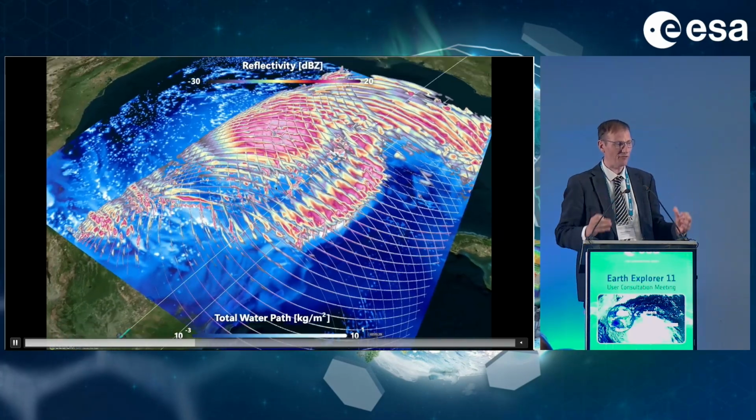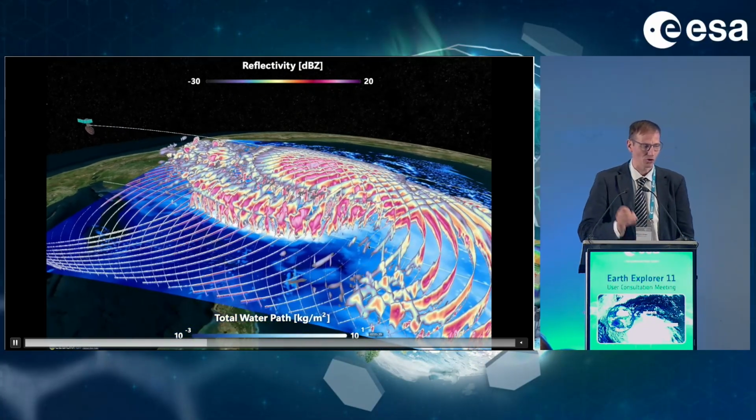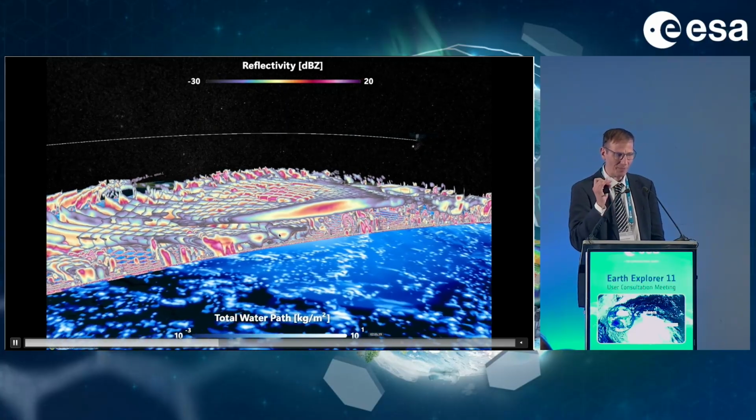You can see the full three-dimensional structure, and this is actually our level 1. So it's the reflectivity, which is essentially backscattered power. Now, how do we use this backscattered power?